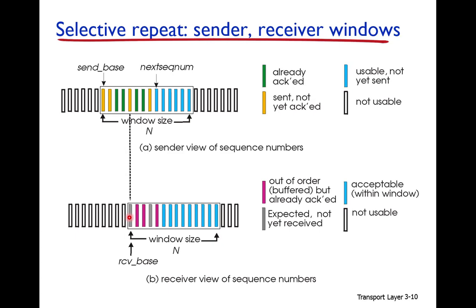So selective repeat stores the out of order packets and acknowledges out of order packets, but they are not delivered to the application layer. They are delivered to the application once all the packets are received in sequence.